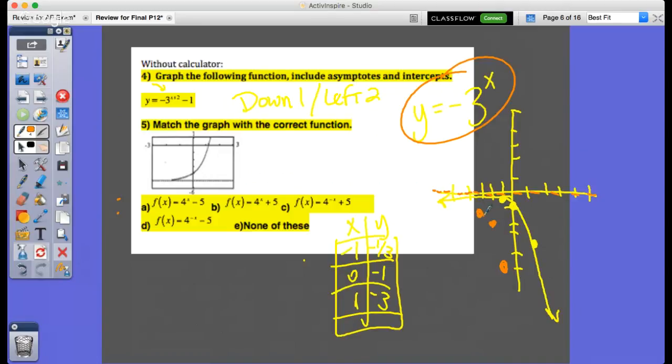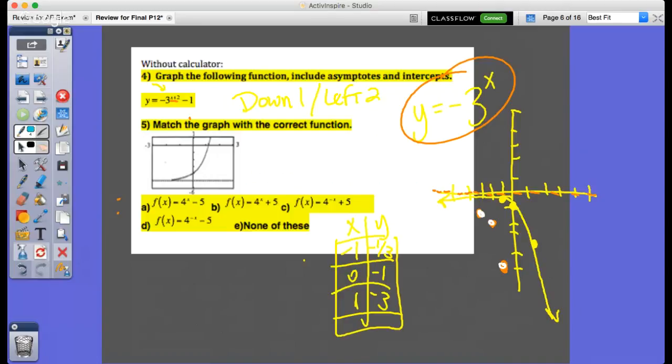Where does the 2 come from? Right here? Down 1, left 2. Gotcha. So in the exponent, the value's flipped. So that's positive 2. Correct.